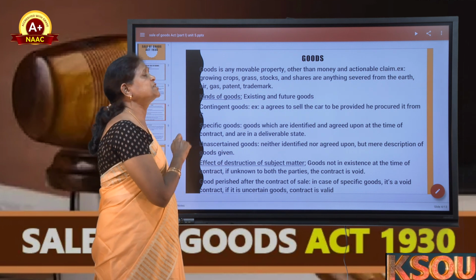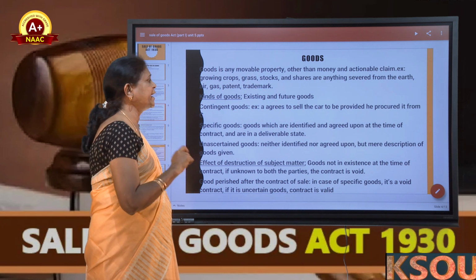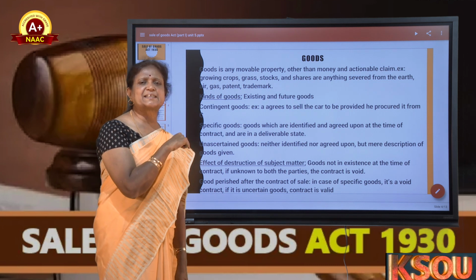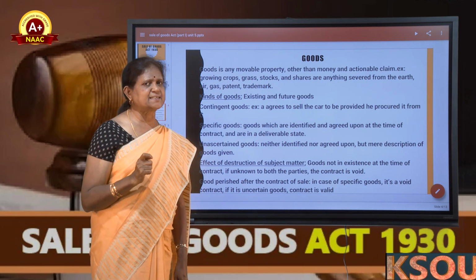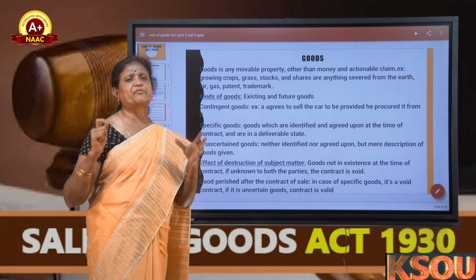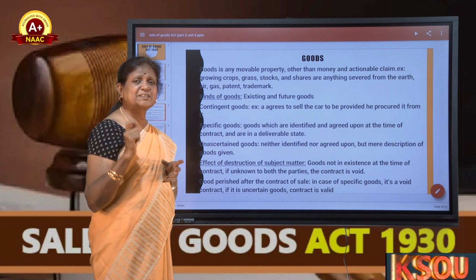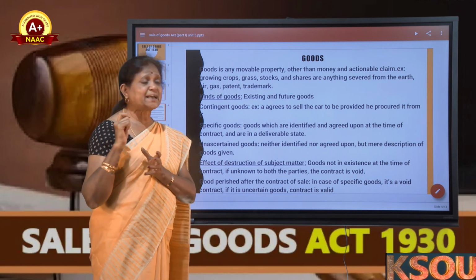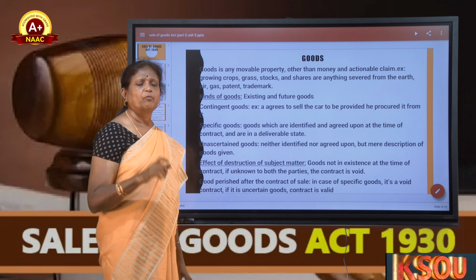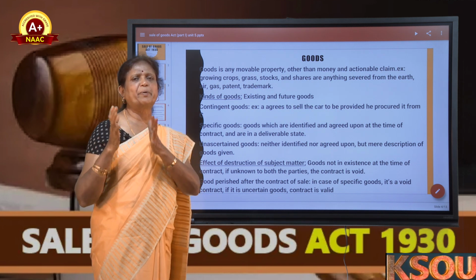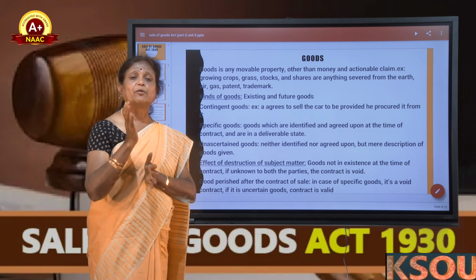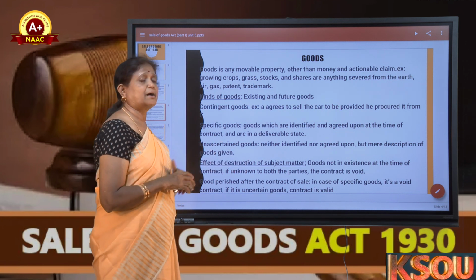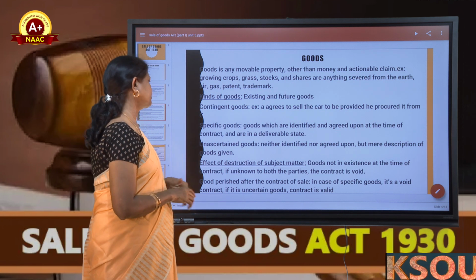And unascertained goods. Unascertained goods means goods which are not identified and agreed upon, but only described. Similarly, in the last example, if it is a manufacturer of rice, he has kept so many bags of rice in his godown. How much rice and which bags the buyer is going to buy has not been specified. Only he has described that he wants to buy some 10 bags of rice. But what sort of bag has not been identified and agreed, and such goods are called unascertained goods.